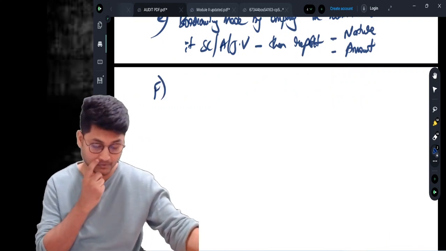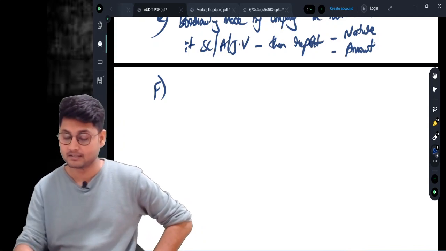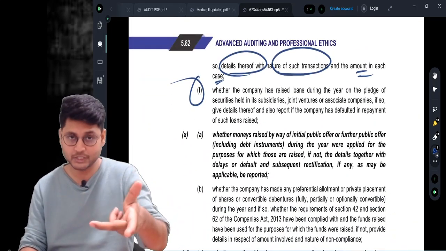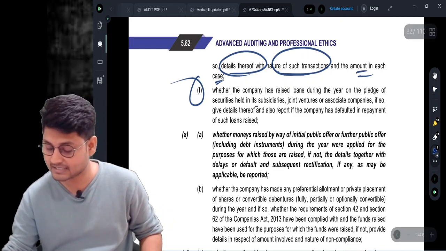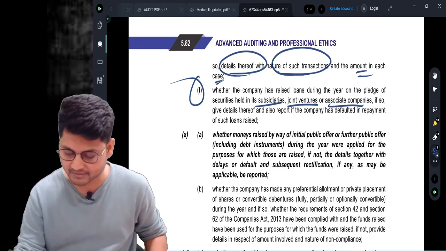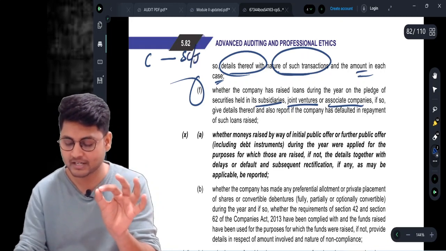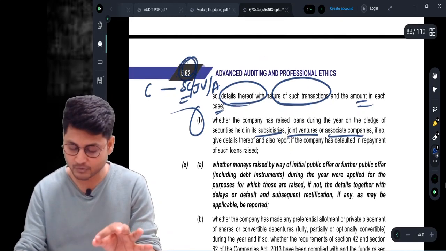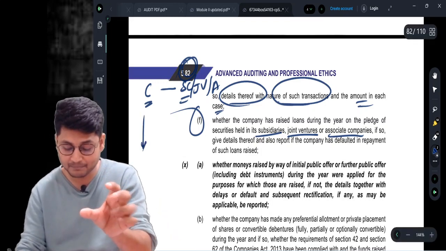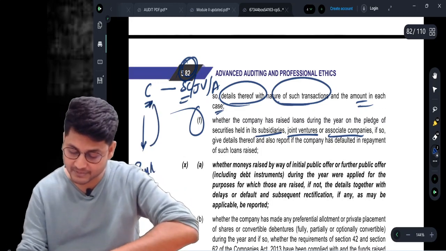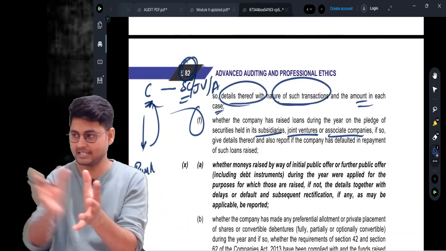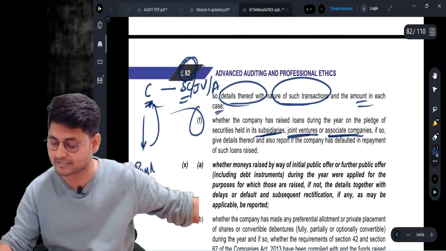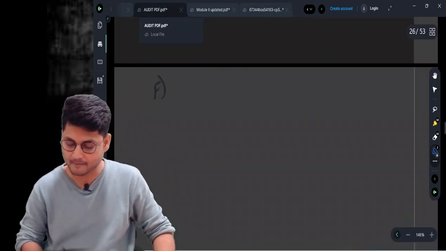Come to F. F is talking about the company having taken a loan keeping as security the shares in subsidiary, joint ventures and associate companies. Let me write here. There is a company. This company is having subsidiary company, joint ventures or associate companies. When can we call a company a subsidiary company? When it is holding some shares. These shares that this company is holding in the subsidiary company are kept as security to a bank from where this company is borrowing. If this situation exists, when the company takes a loan from a bank keeping as security the shares which it holds in a subsidiary, joint venture or associate company, go and give the details. Okay, done. So clause number F.